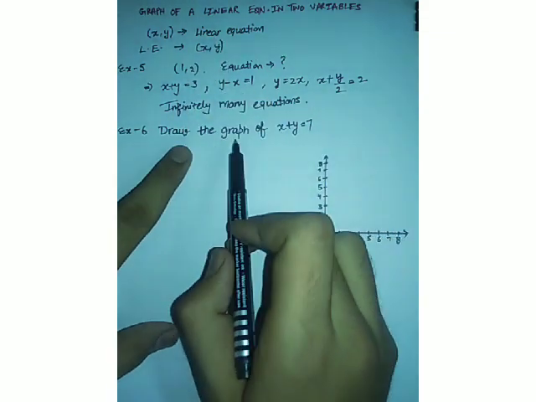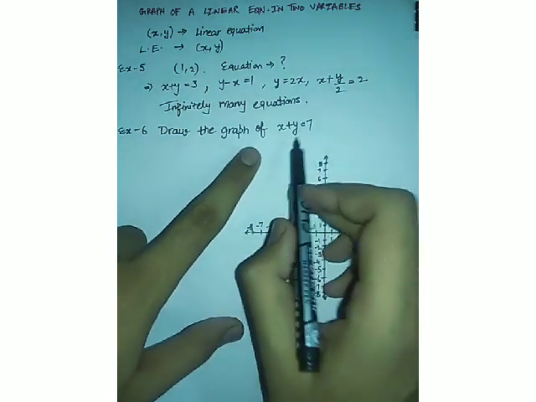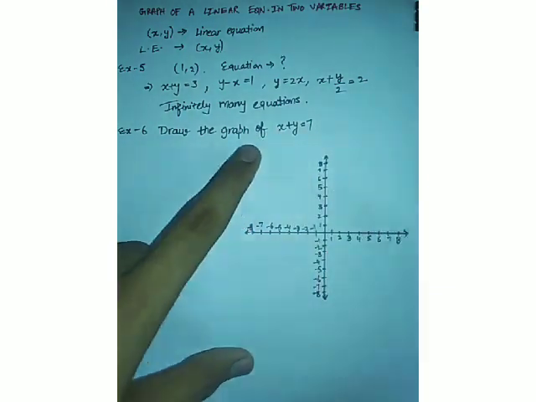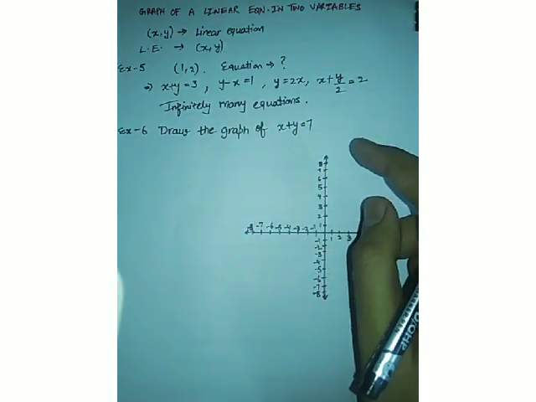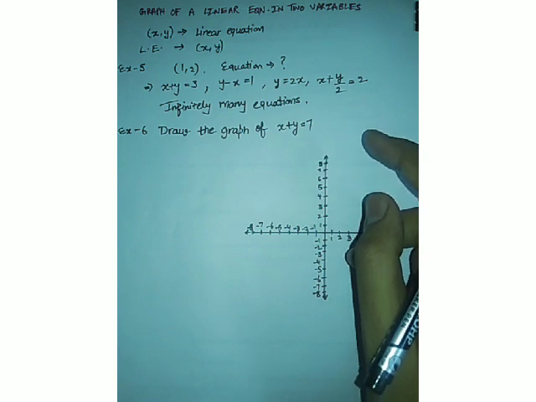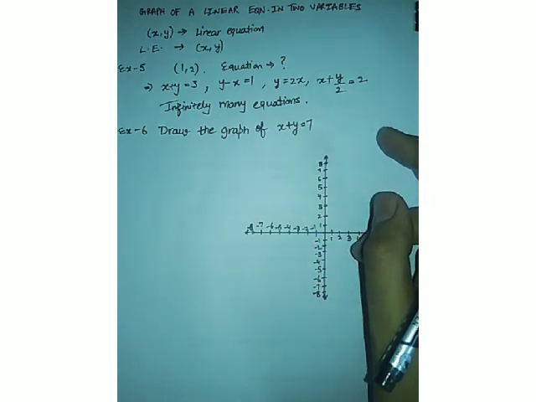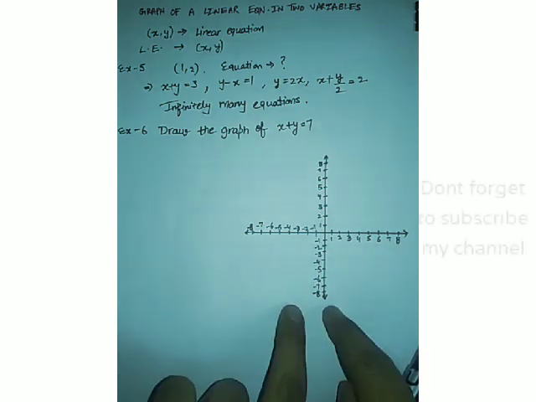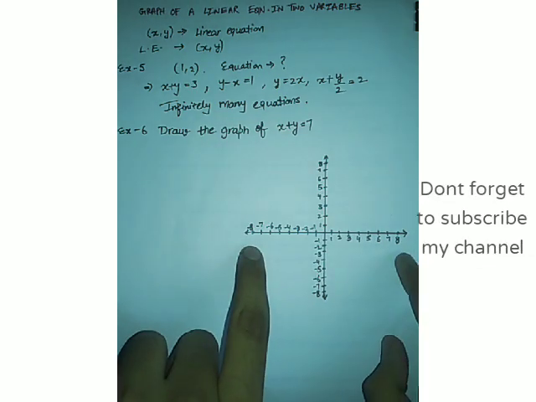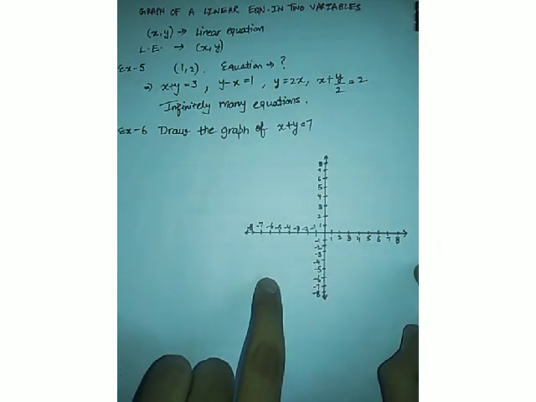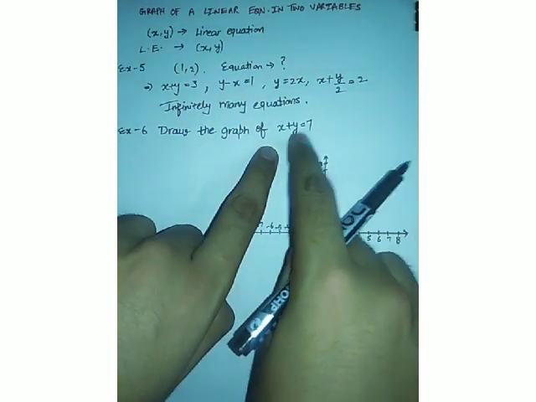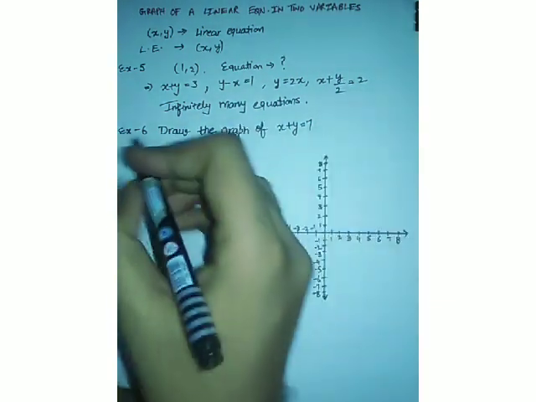We have to draw the graph of this equation x plus y equal to 7. We will learn step by step how to draw the graph of a given equation. I have drawn a graph for your assistance, but you can draw on the graph notebook as well. All right, so x plus y is equal to 7.